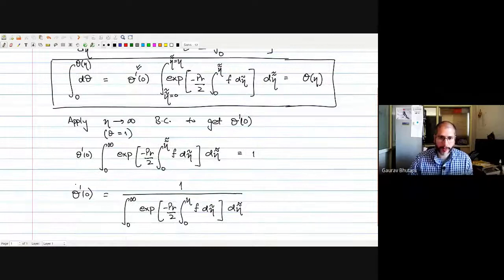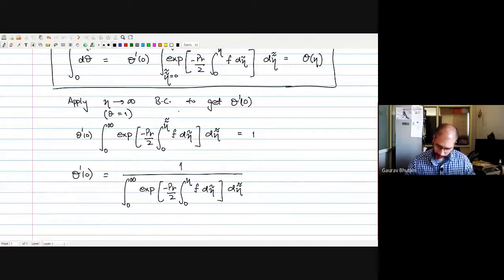So this theta prime 0 is now a known constant value, and it can be substituted back into here, and we then get theta as a function of eta in terms of all known values. Of course, you have to integrate this expression, which still remains to be done. Remember that even for theta prime, we need to integrate this expression, and this expression involves f, and this f is the same f which appeared in our boundary layer equations.